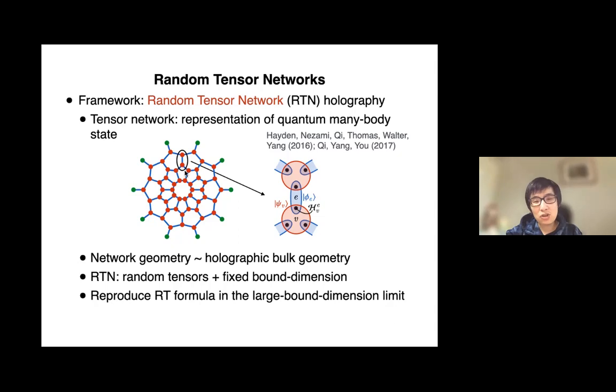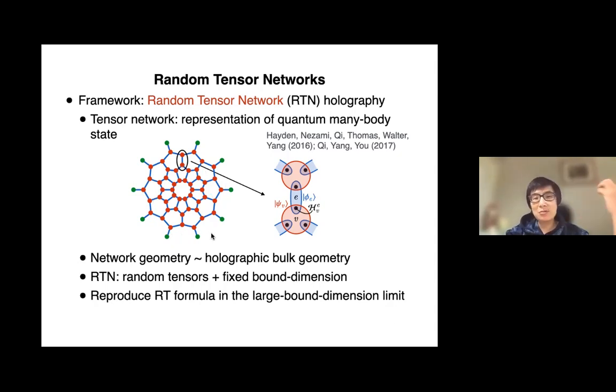And the network geometry, which is how the tensors are connected, is related to the holographic bulk geometry. The quantum degrees of freedom are these blue dots living on the holographic boundary, and these red tensors live in the holographic bulk.